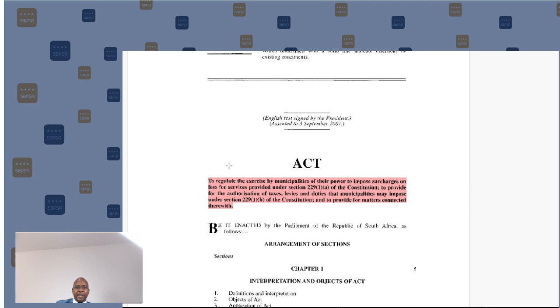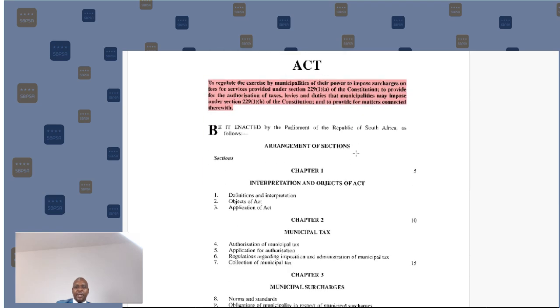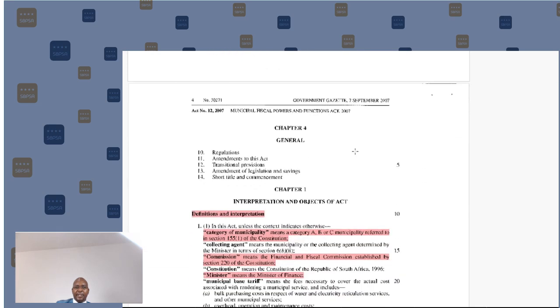First, the preamble: 1, to regulate the exercise by municipalities of their powers to impose surcharges on fees for services provided under Section 229(1)(a) of the Constitution; 2, to provide for the authorization of taxes, levies, and duties that the municipalities may impose under Section 229(1)(b) of the Constitution; and 3, to provide for matters connected therewith. That is pretty much the emblem of the Act.